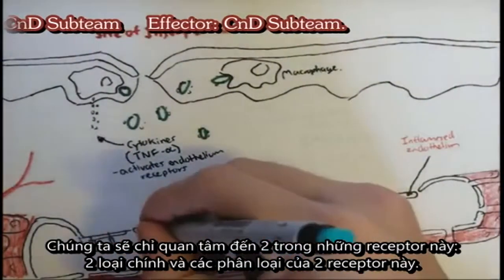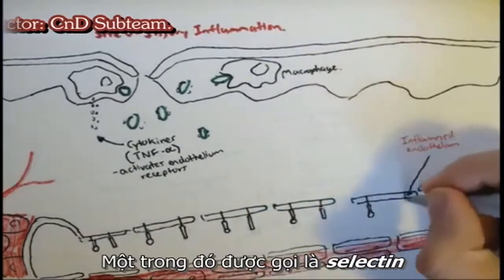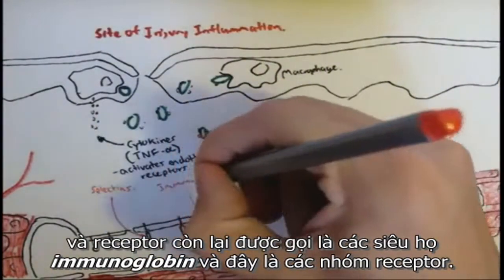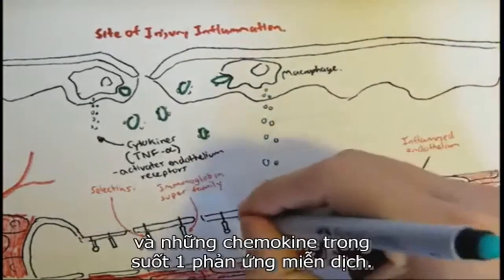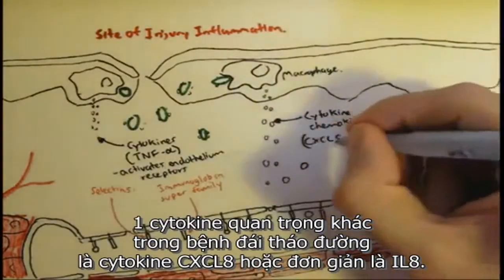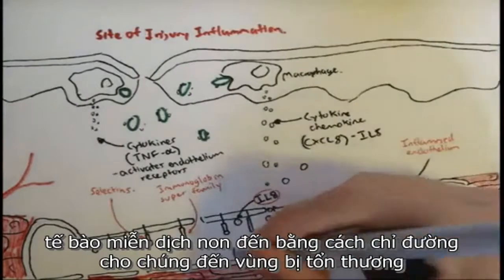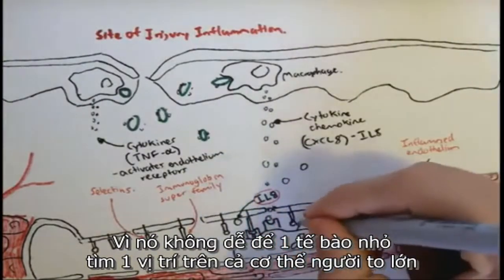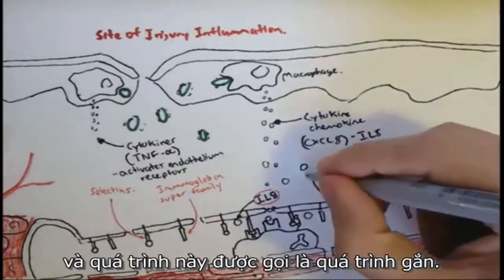And now we will only look at 2 of these receptors, the 2 main categories of these receptors, one of which is called the selectins, and the other is the immunoglobulin superfamily. And these are a group of receptors. Now the tissue macrophages also secrete other cytokines, chemokines during an immune response. Another important one for diapedesis is the cytokine CXCL8, or simply interleukin 8, IL-8. Now interleukin 8 basically assists the new immune cells coming in by showing them the way to the injured area, because it's not easy being a small cell, finding a location in a massive human body. So let's just say a neutrophil binds to the selectin, the superfamily, and the interleukin 8, and this process is called the binding process.